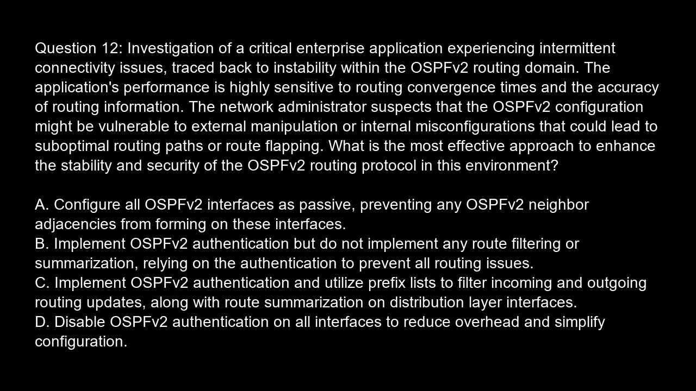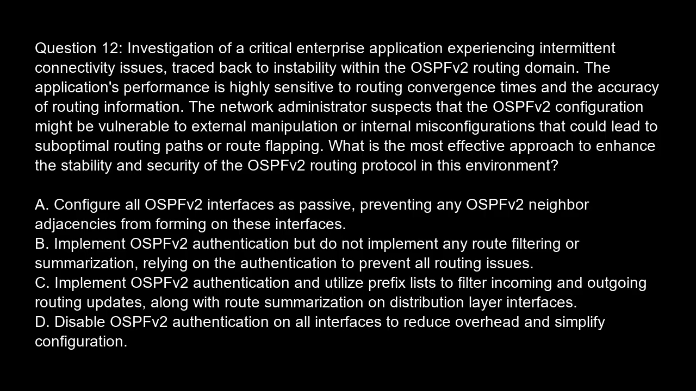Question 12. Investigation of a critical enterprise application experiencing intermittent connectivity issues traced back to instability within the OSPF2 routing domain. The application's performance is highly sensitive to routing convergence times and the accuracy of routing information. The network administrator suspects that the OSPF2 configuration might be vulnerable to external manipulation or internal misconfigurations that could lead to suboptimal routing paths or route flapping. What is the most effective approach to enhance the stability and security of the OSPF2 routing protocol in this environment?